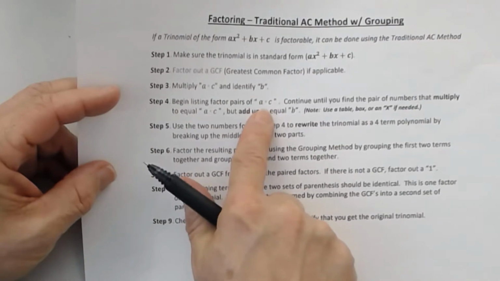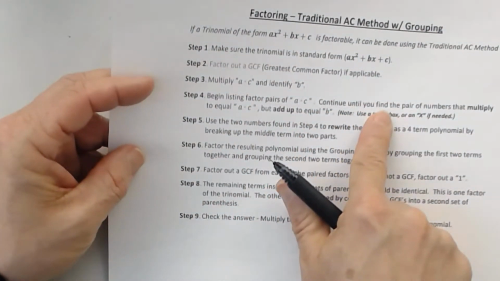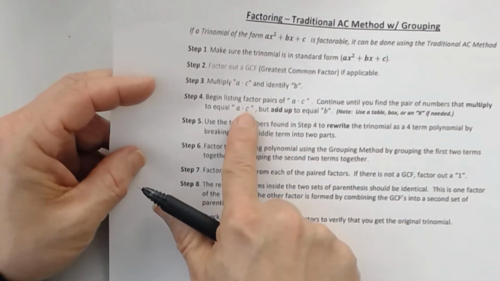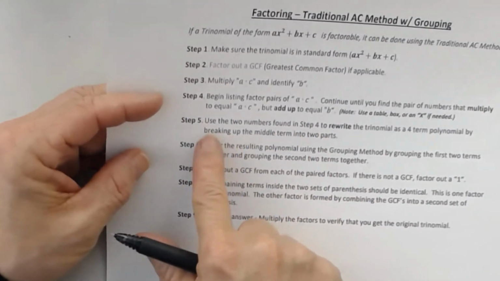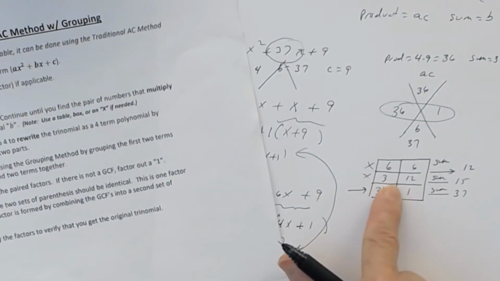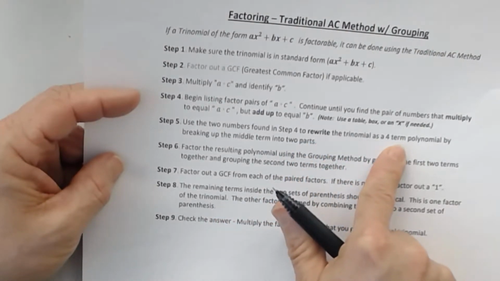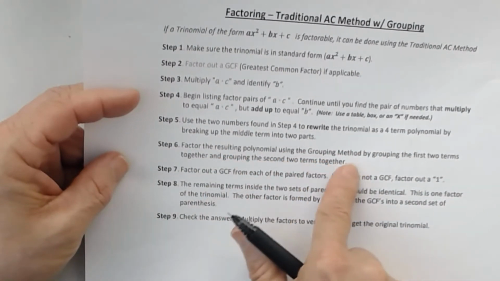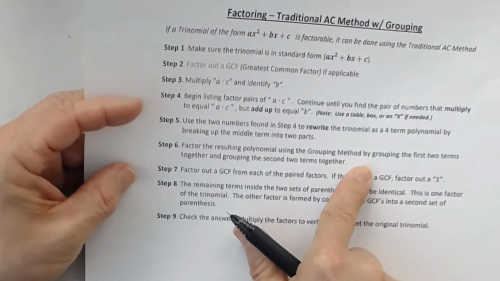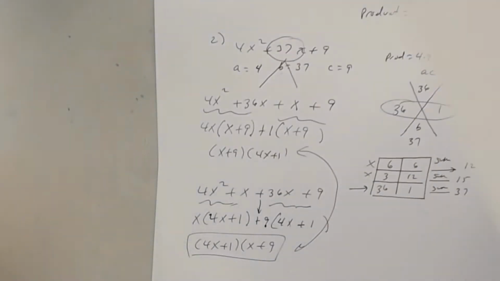Then we listed the factors of the product. That's what this says. Continue until you find a pair of numbers that multiply to get you AC and add up to be B. Then step 5 says use those two numbers you found to rewrite the trinomial as how many terms? 4. Then step 6 says factor by grouping. So we group the first two, group the last two, and then we go from there. All right, that's the AC method.